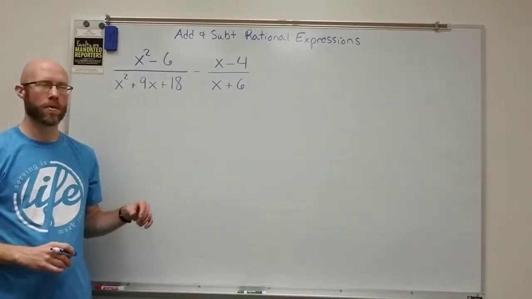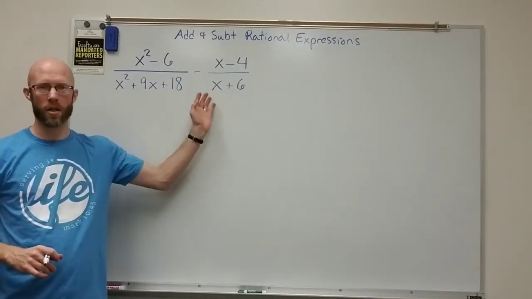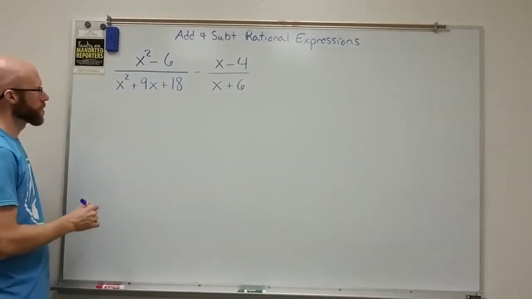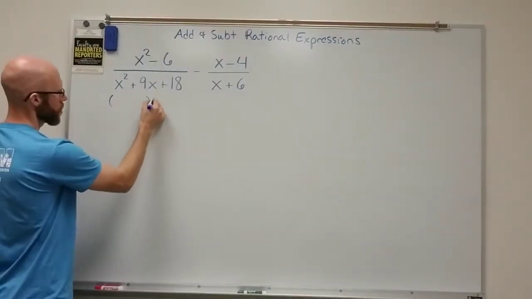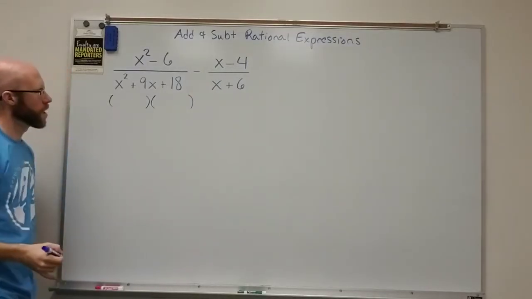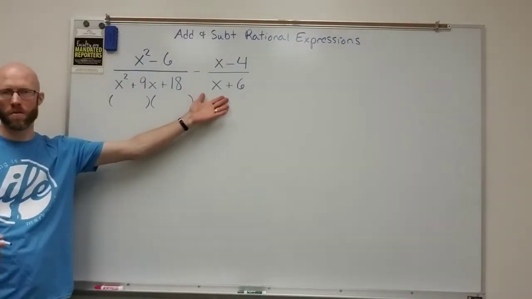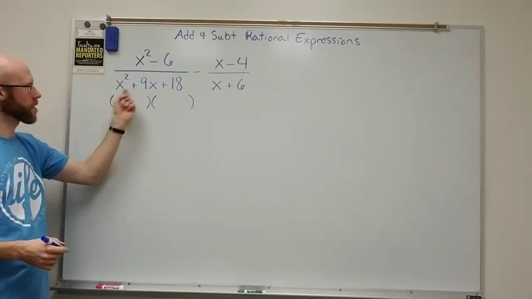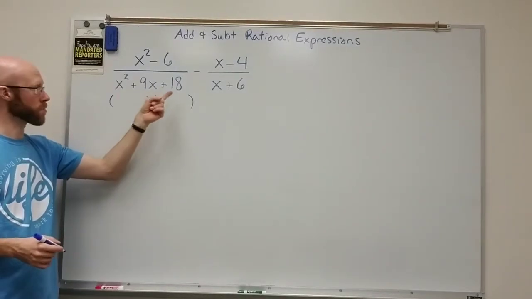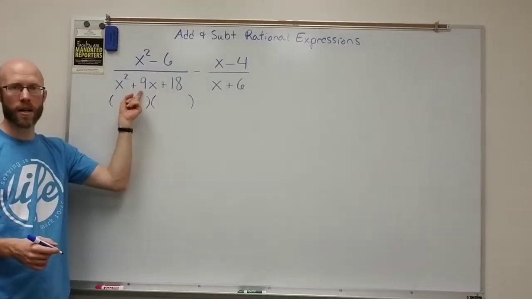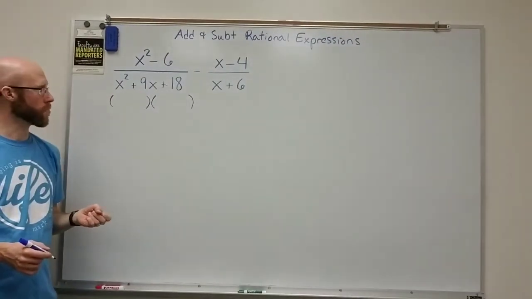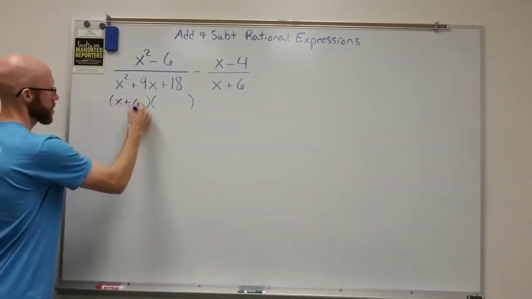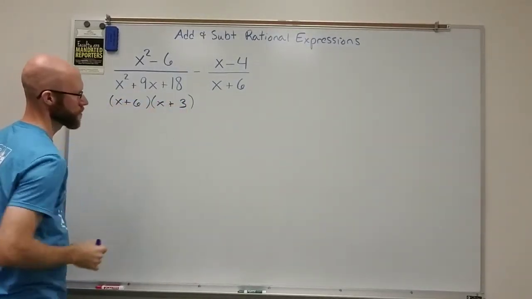All right, in this next example, our denominators again are unlike denominators. They're not the same thing. And I'm going to try and factor these out, at least the first one. The second one doesn't factor, it's already linear. So here, my leading coefficient is 1, so I'm looking for factors of 18 that add up to 9. They're going to be 6 and 3. So we could go with an x plus 6 and an x plus 3.